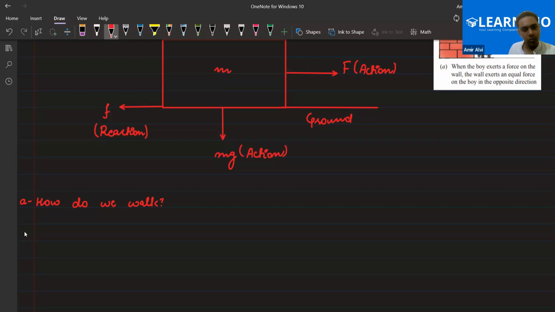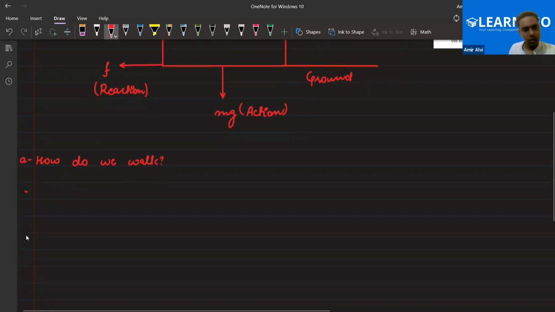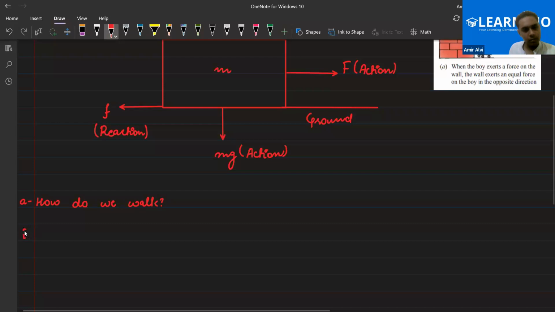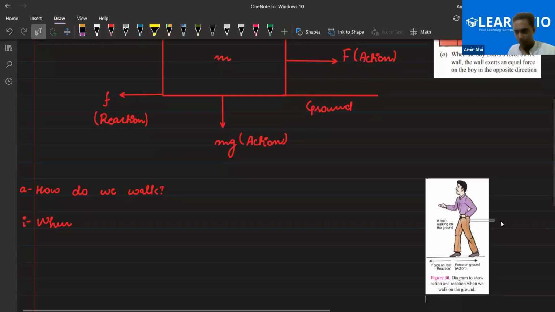So let me write it down. We'll write it down in points. Two points would be enough to explain. So the first point is... I forgot one diagram. Let me paste this diagram like this.